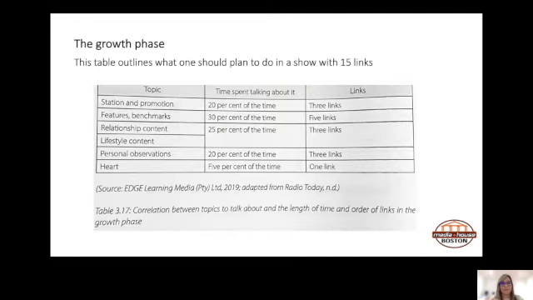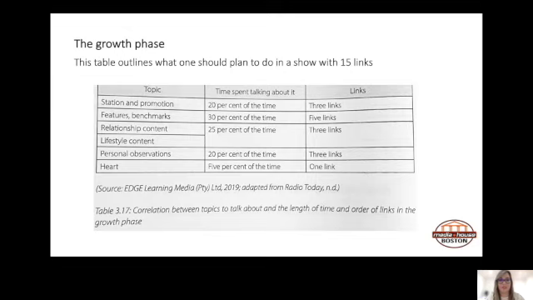So now if we outline what we should plan to do in a show with 15 links, so our 3 hours, our station and promotions, where we only spend 20% of the time, will now have 3 links. Features and benchmarks, where we spend 30% of our time, will have 5 links. Relationship content and lifestyle content combined, which is 25%, will have 3 links. Personal observations, which is 20%, will have 3 links now, and heart will have 1 link. So that's our 15 links, which is 1 show.